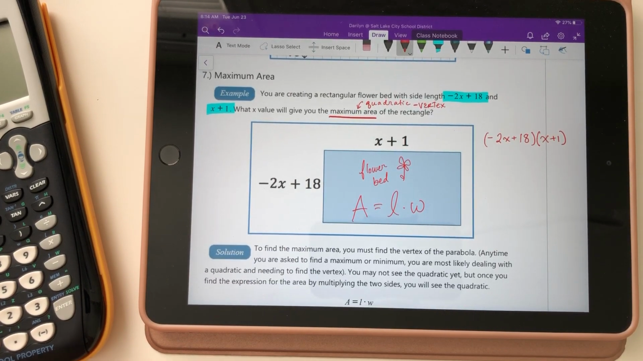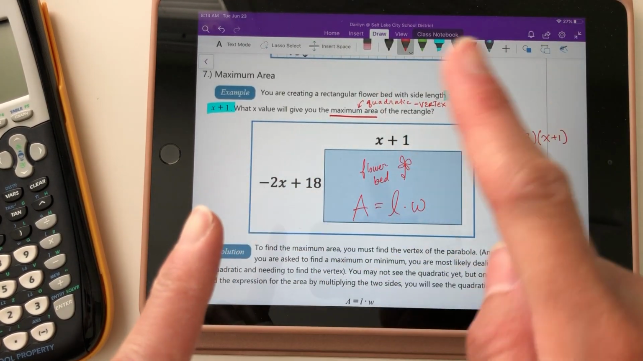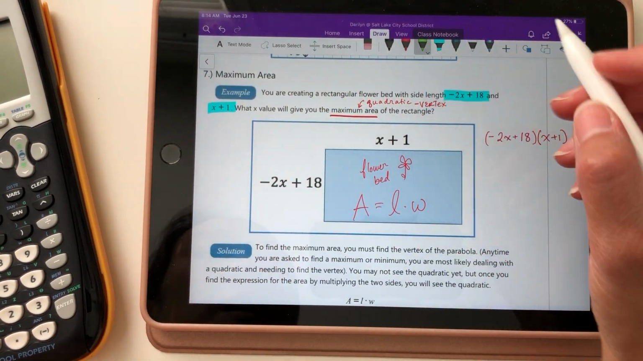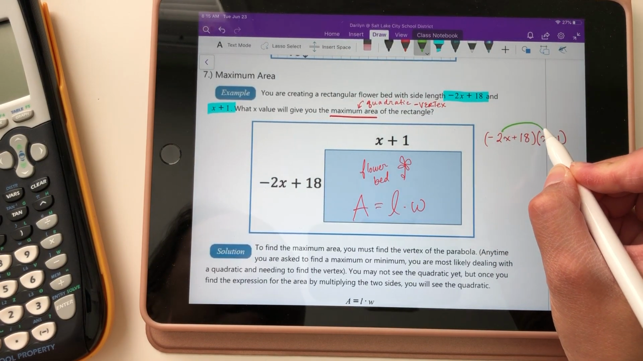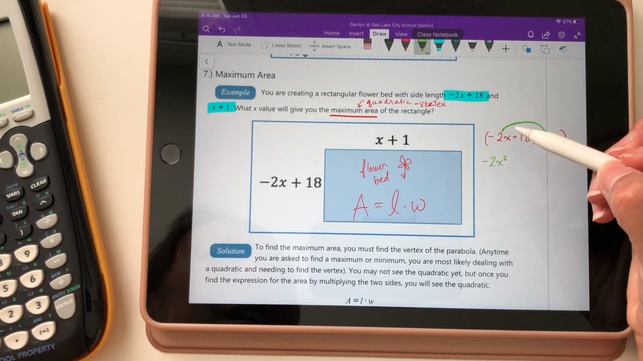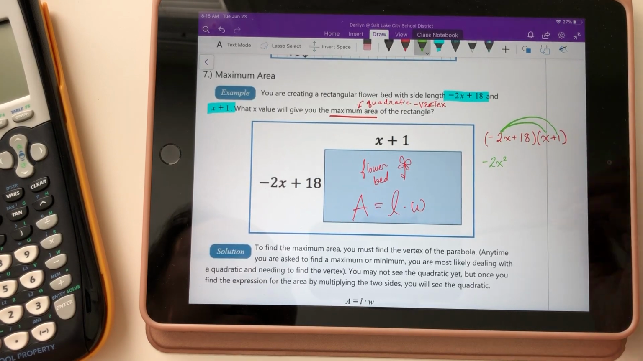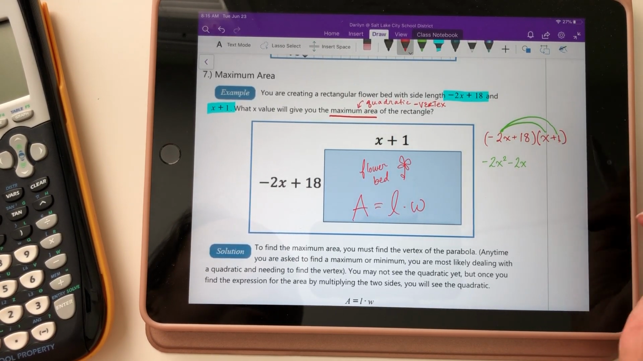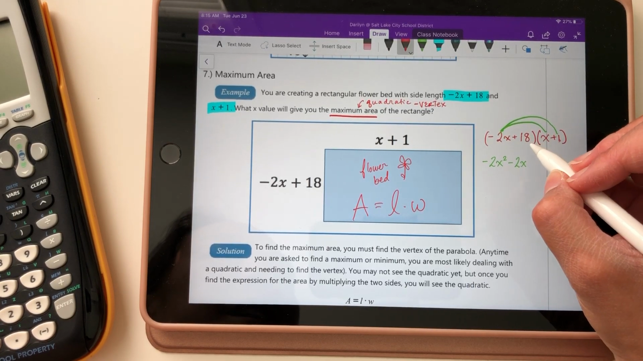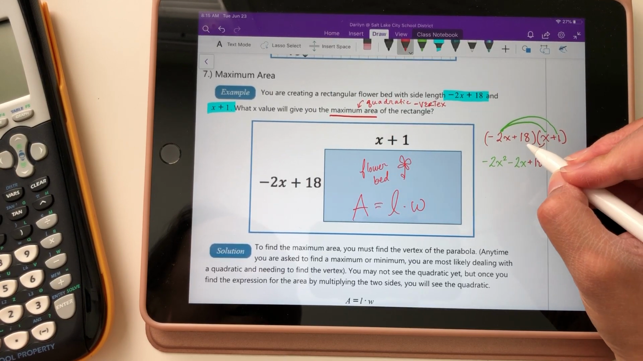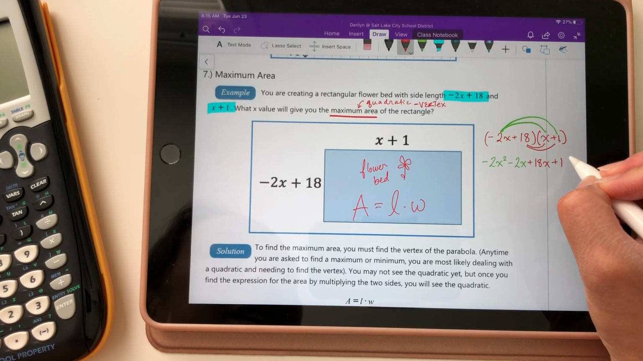And then I'm just going to use that magical thing that we all know, distribution. Okay, so I'm going to start distributing. So I have negative 2x times x, I get negative 2x squared. Then I have negative 2x times 1, and I get negative 2x. Okay, then negative 2x has multiplied each term in this parenthesis, so I know I'm done. I move on to the next term, which is 18, and I do 18 times x, which is just 18x, and then I do 18 times 1, which is just 18.